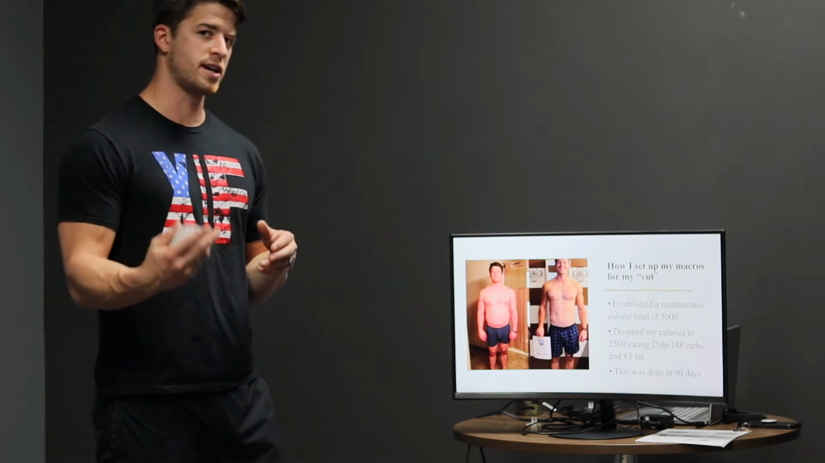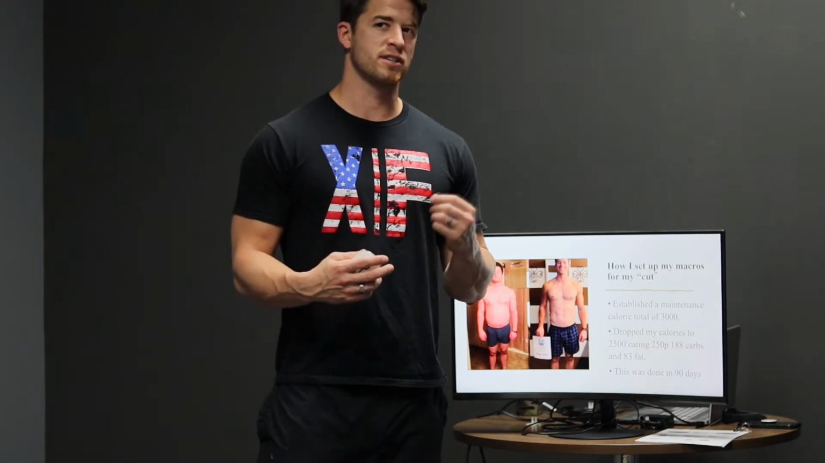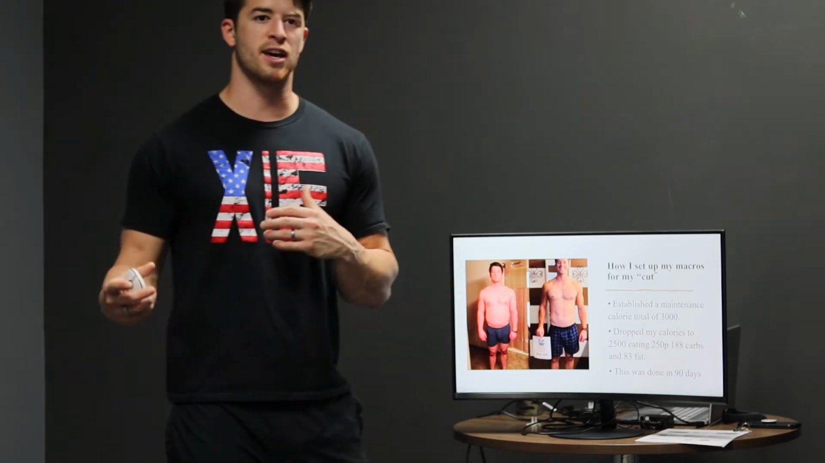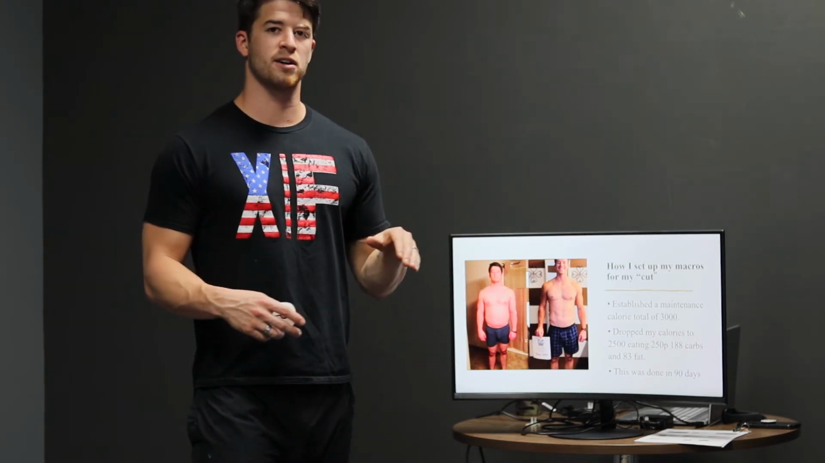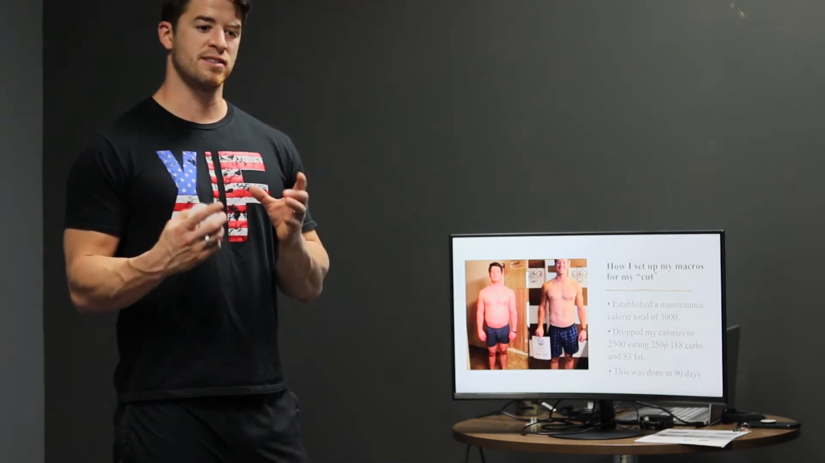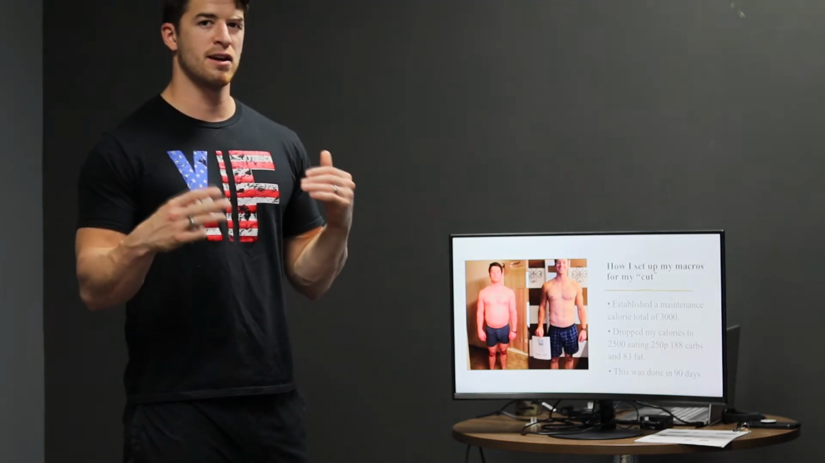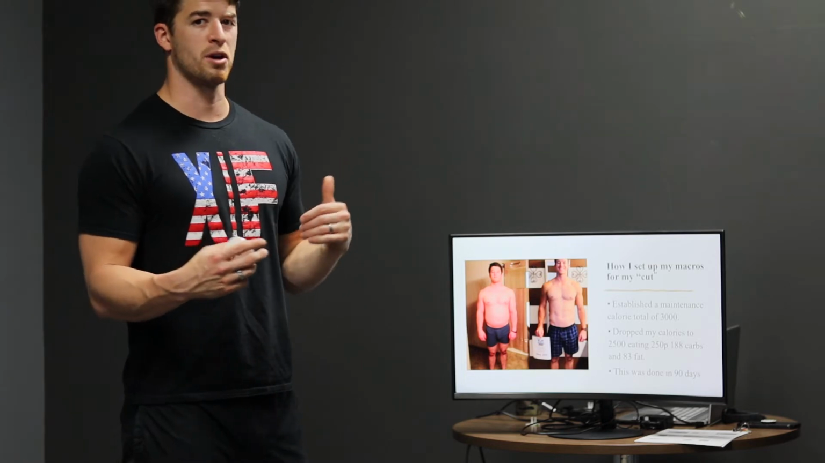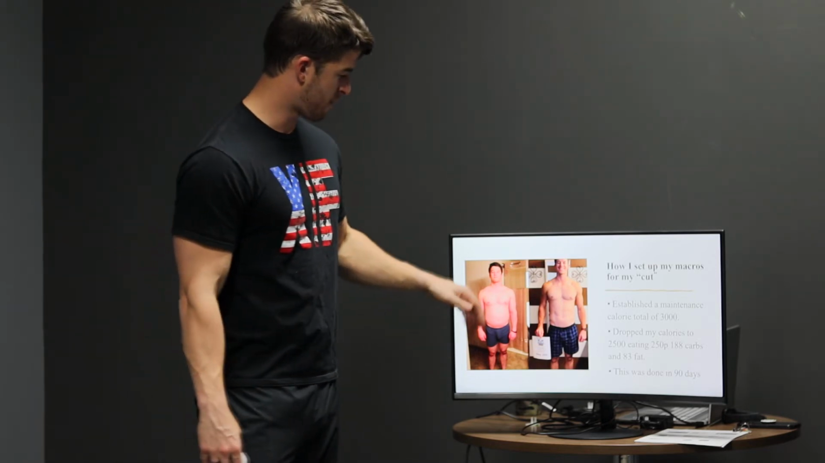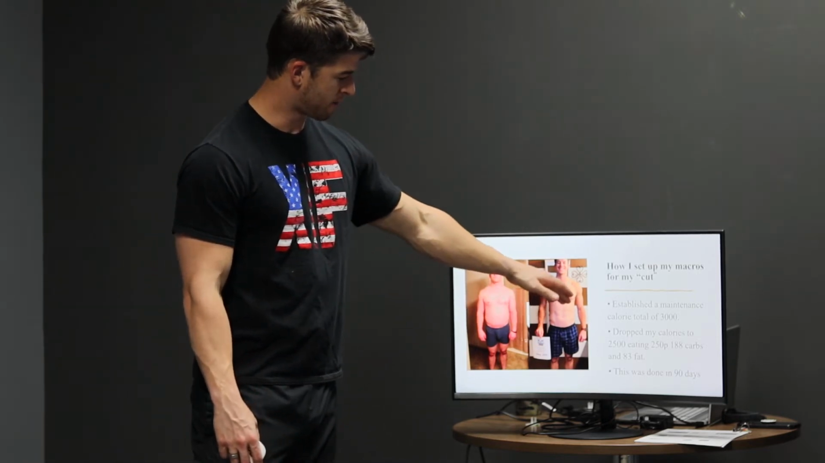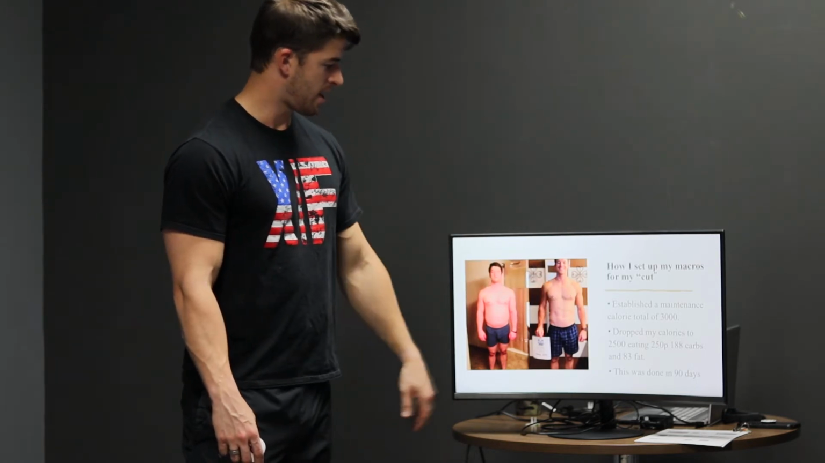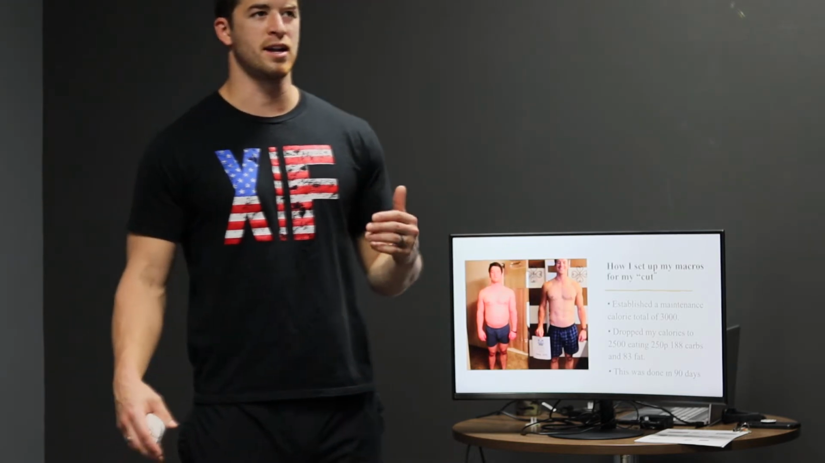So over the course of 90 days, I increased my cardio just slightly, but pretty much everything else stayed the same. I just stayed in that slight caloric deficit and made sure I stayed strict to it. I didn't go over any days. I stayed right at that 2,500 every day, if not a little bit lower. And within that, I went from 220 down to 190 in about 90 days.